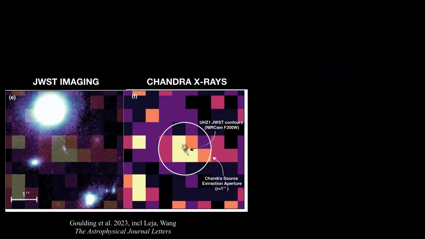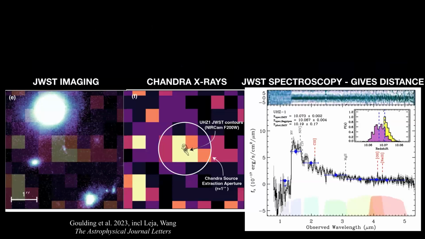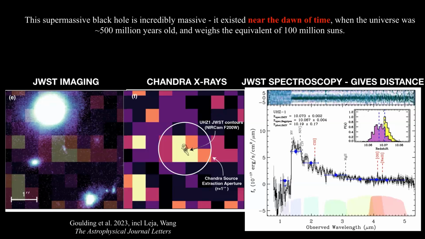And so we had to be sure, is this galaxy really as far away as we think it is? We got a spectrum. We pointed Webb again, sat there for something like 30 hours, and got this beautiful data, absolutely stunning, way more beautiful than images to me. And this confirms something, as far as we can tell, with some caveats, that this appears to host a supermassive black hole, which is incredibly massive, existing near the dawn of time, when the universe is about 500 million years old, and it weighs the equivalent of 100 million suns. This is huge. This is already 20 times larger than the Milky Way's black hole.